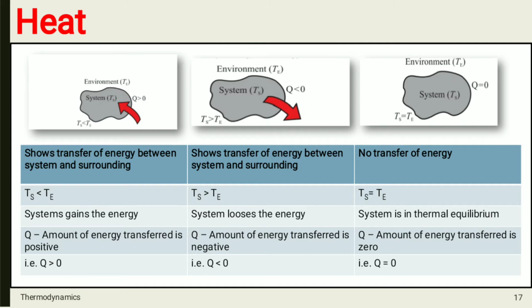And these are the sign conventions: when system gains the energy, amount of energy transferred is positive, that is Q is greater than 0. When system loses energy, amount of energy transferred is negative, that is Q is less than 0. And when system is in equilibrium with its surrounding or environment, then amount of energy transferred is 0, that is Q is equal to 0.